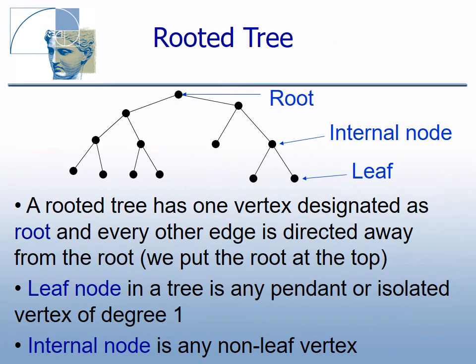A rooted tree has one vertex designated as the root, and every other edge is directed away from the root. We usually put the root at the top. A leaf node in a tree is any pendant vertex of degree 1. An internal node is any non-leaf vertex.